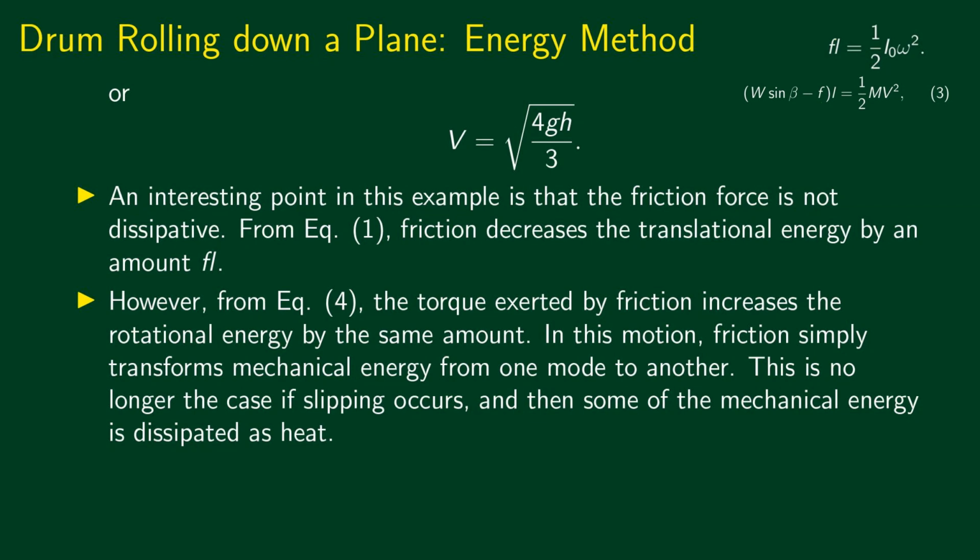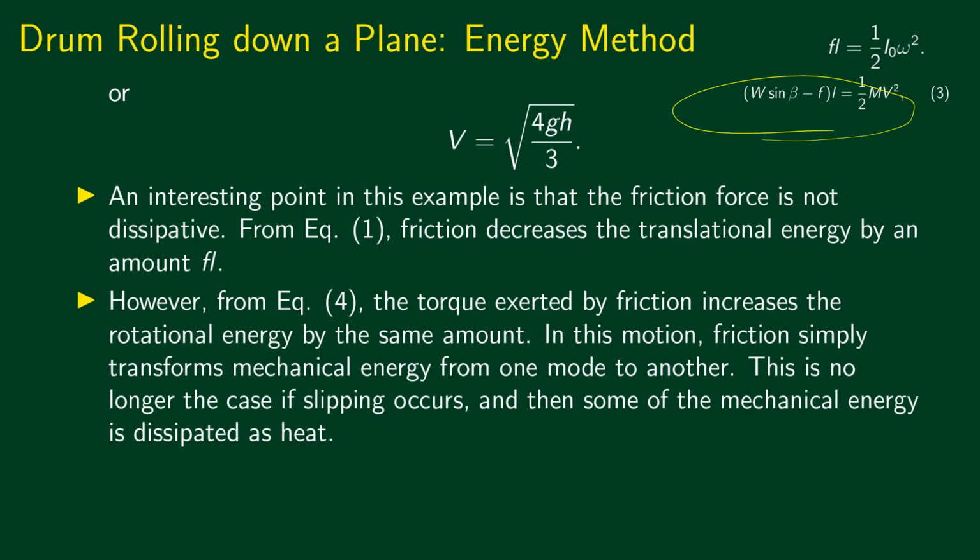Right? But if there is slipping, then some of the mechanical energy is dissipated as heat. If it's rolling with some slipping, then this is no longer the case, and some mechanical energy is dissipated as heat. Right? Because when there is friction with slipping, heat is generated and it loses energy in this.